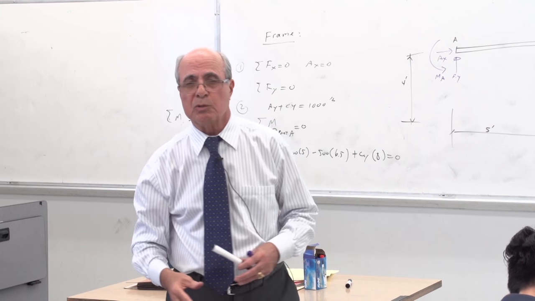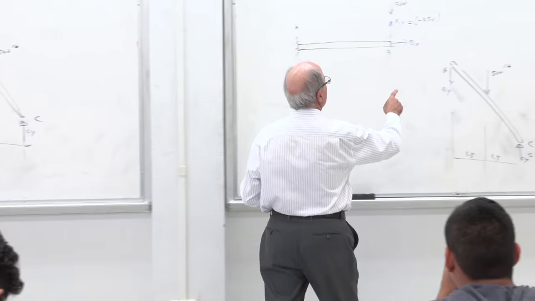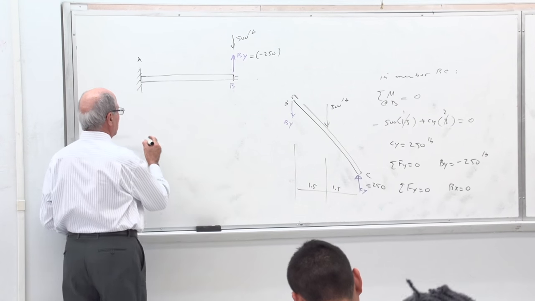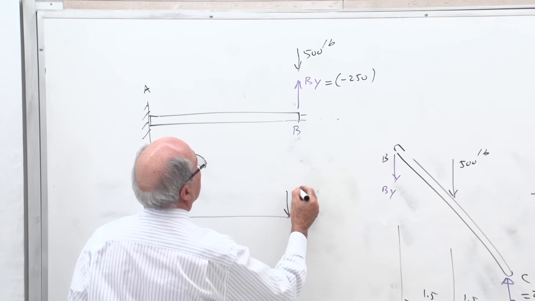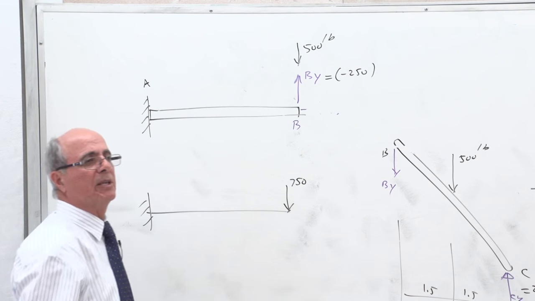BX is equal to 0. So the two B's are equal to 0, because if this B equal to 0, that BX must be also equal to 0. So this was just for demonstration of what I told you. So we end up only with 750 pound there. Everybody understand?